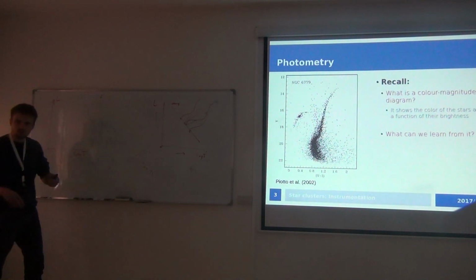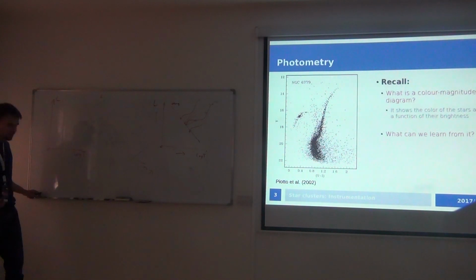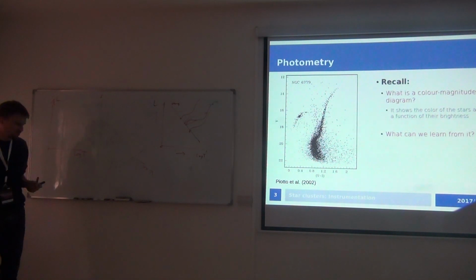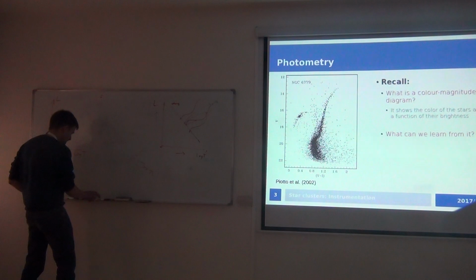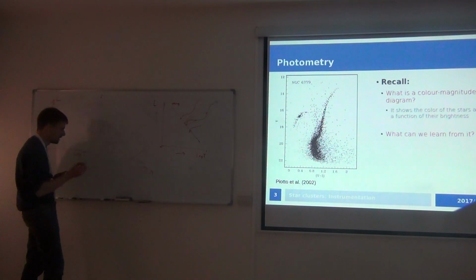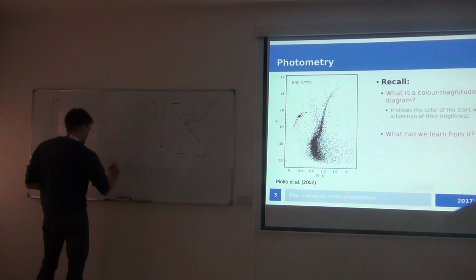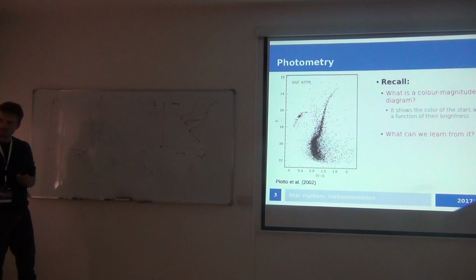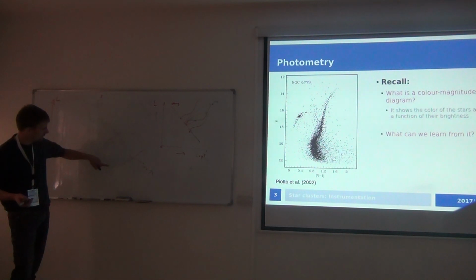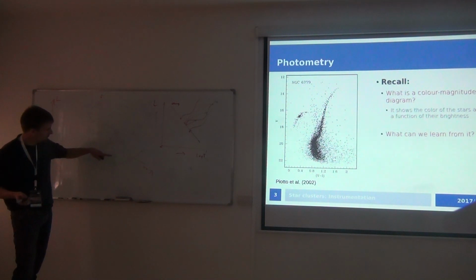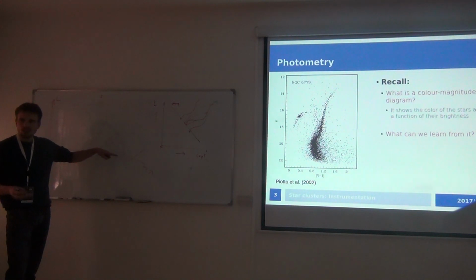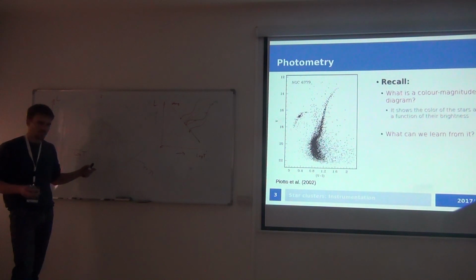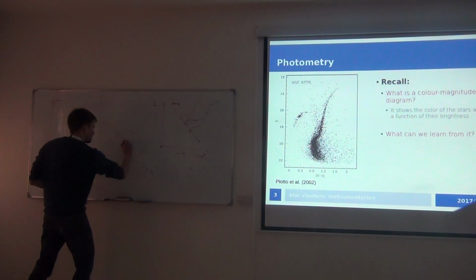But what we do when we do photometry is observe a cluster through certain filters, like in this case a V and an I filter. What these filters do is let you collect the light in certain wavelength regions. This is the filter curve, the wavelength range in which a filter is sensitive. So for example, this would be the V filter.